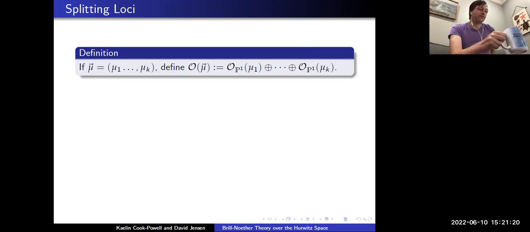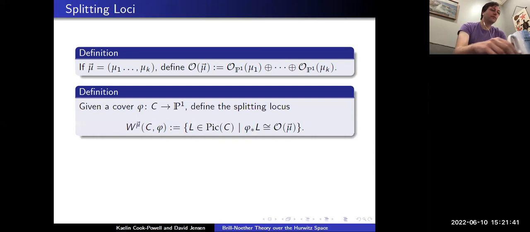If I have a vector mu, mu1 through mu k, then I'm just going to write O of that vector as shorthand for this direct sum of line bundles, O of mu1 plus O P1 of mu2 and so forth. All right. If I have a map from C to P1, I can look at this locus of line bundles on the curve whose push forward to P1 is O of mu. This is a locally closed variety.